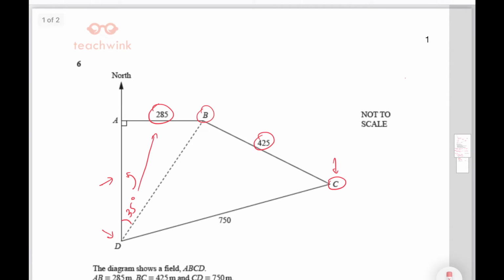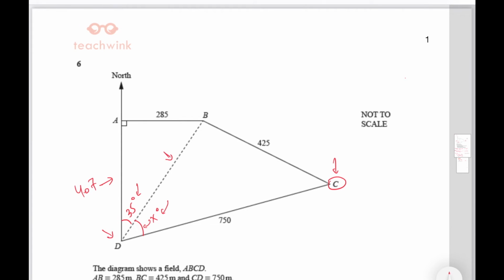First of all, we have this angle already. We have 35 degrees over here. What we would need is this angle right here. Let's call this angle x degrees. We have this length over here as well. This is 407, but we need this length in order to find the angle over here.